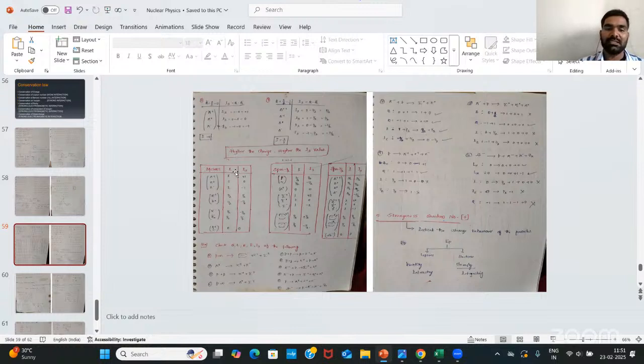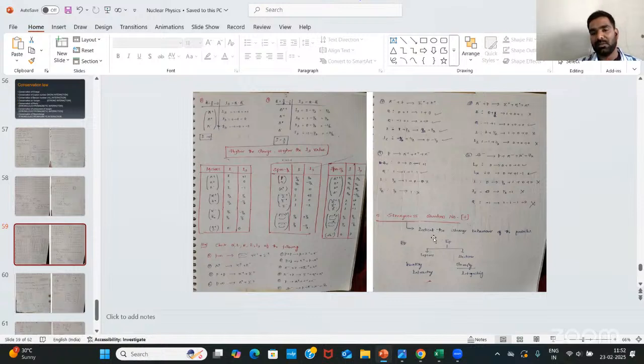So these are the mesons, spin-half baryons and spin 3 by 2 baryons and their isospin and the third component of isospin. Okay, we'll try to check all of these, the charge, lepton number, baryon number, isospin, and third component of isospin in these problems.